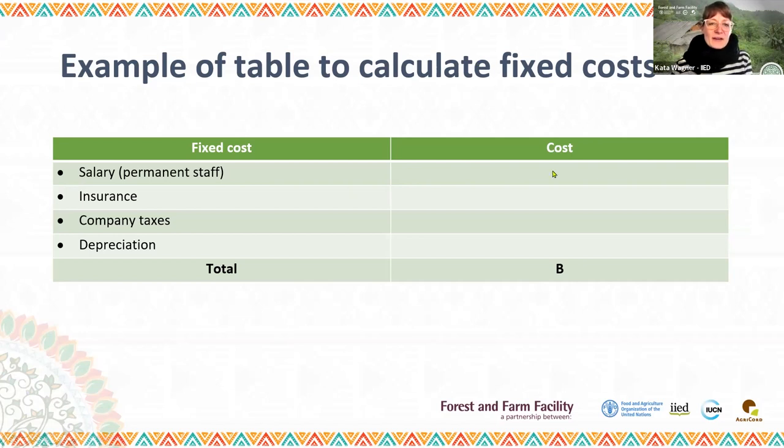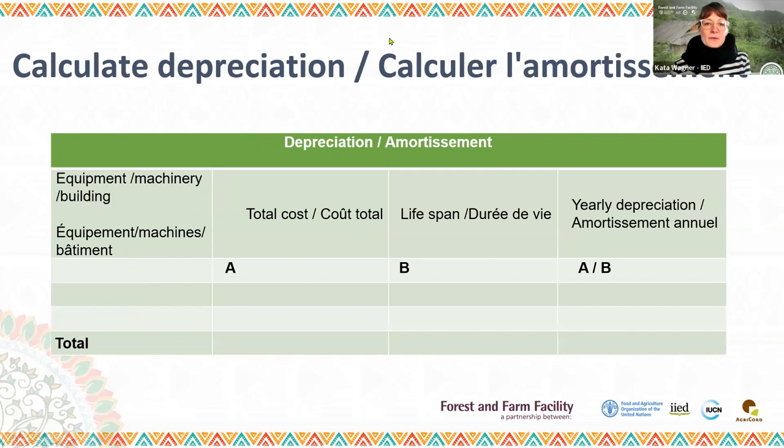So this is an example of a table to calculate the fixed costs. I think that's fairly straightforward. We talked about the yearly depreciation. So I was just wondering again whether someone perhaps could explain to us what that actually means, and why it is important to calculate this.